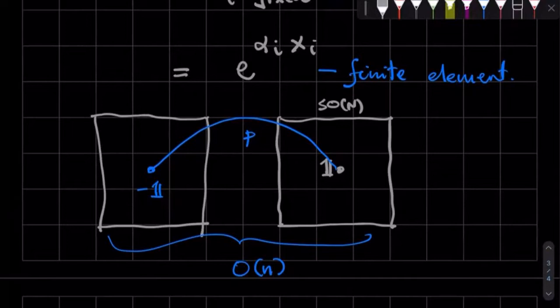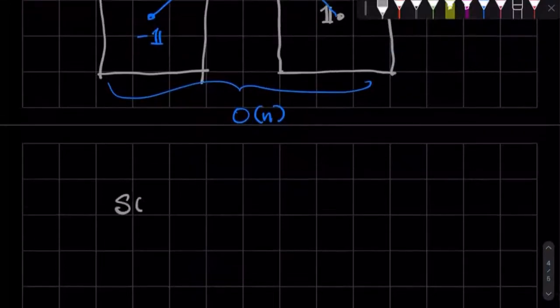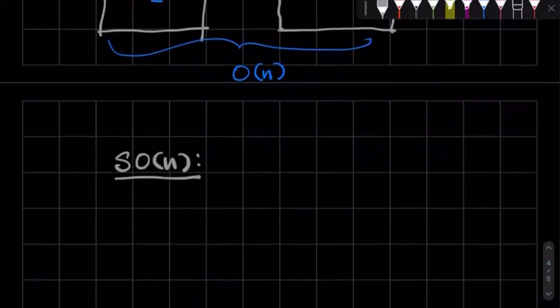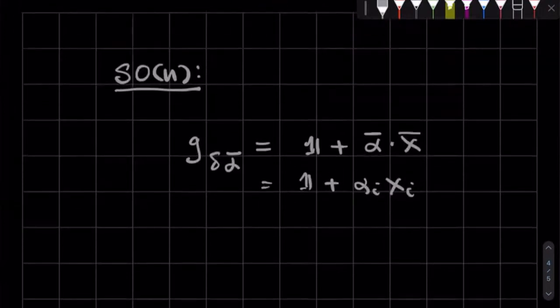Okay? Yeah, makes sense. And then what we did is that we used the fact that, if we now take the group, say SON, and take a small element, G of delta alpha, this has the form of 1 plus alpha dot x, or as I was writing before, alpha I x I. And now, we know that for orthogonal groups, G transpose of G is 1.